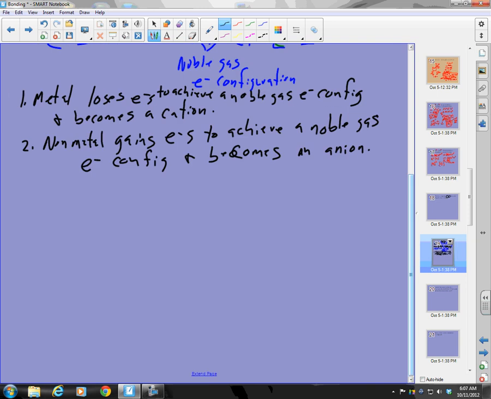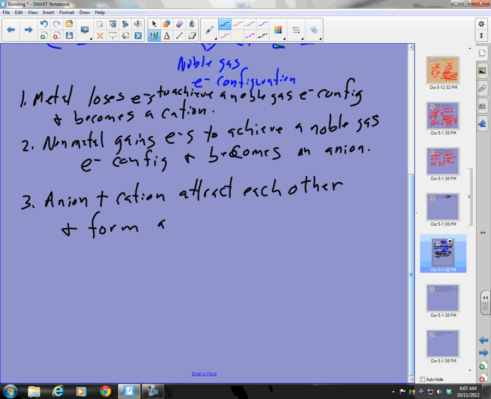Cool. Now, what happens between the anion and the cation? I have a negative and a positive. What happens with a negative and a positive? They attract each other. So the anion and the cation attract each other. And when they attract each other, what do they form? They form a crystal lattice, and that is my story of an ionic bond. Got it?